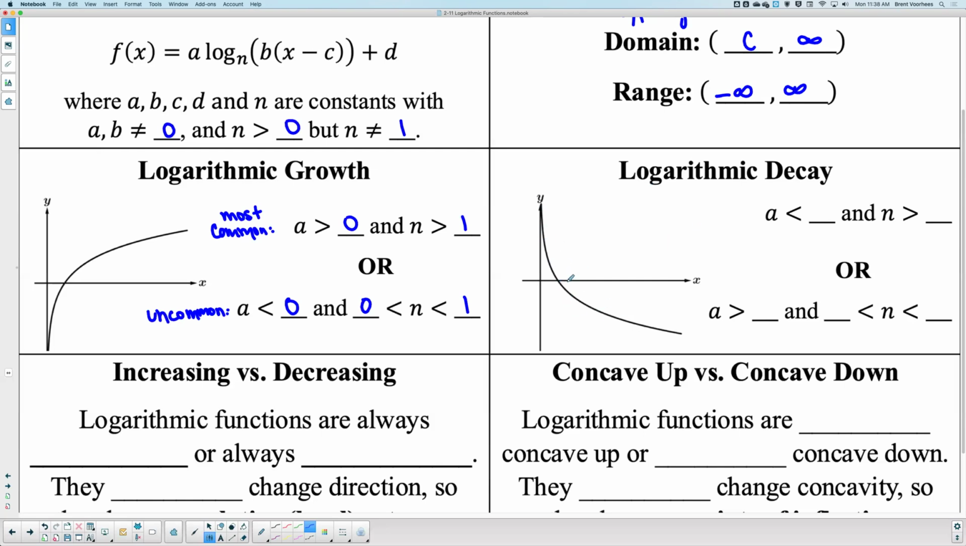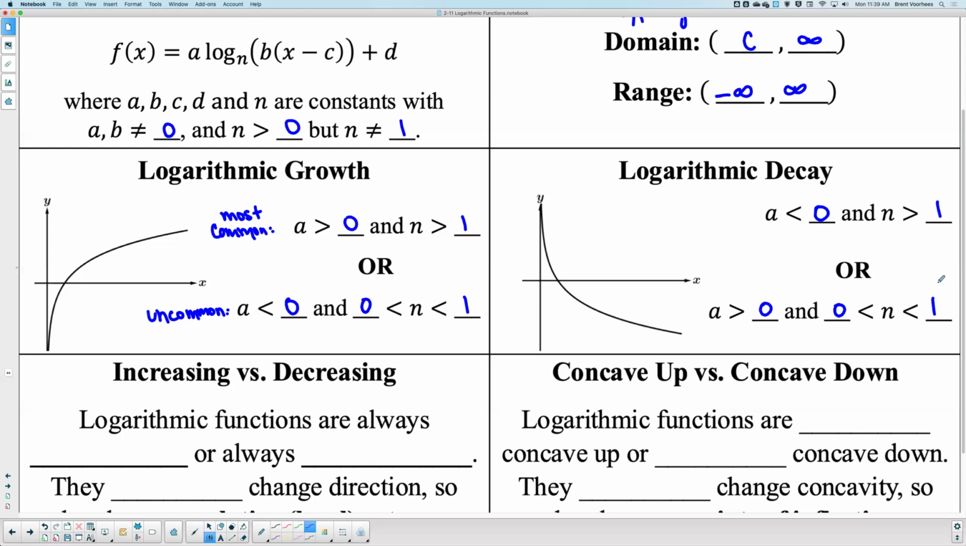Okay, let's go to logarithmic decay. If a log is decreasing, the most common way that you might see it is, well, I don't actually know. This might be the most common. I don't know which one of these is more common, so I won't make a mark on that. Is that a could be less than 0, meaning negative, and base greater than 1, or that a is greater than 0, but your base is in between 0 and 1. And I don't know which one of these is more common, but either way, if it's decaying, it's decreasing.